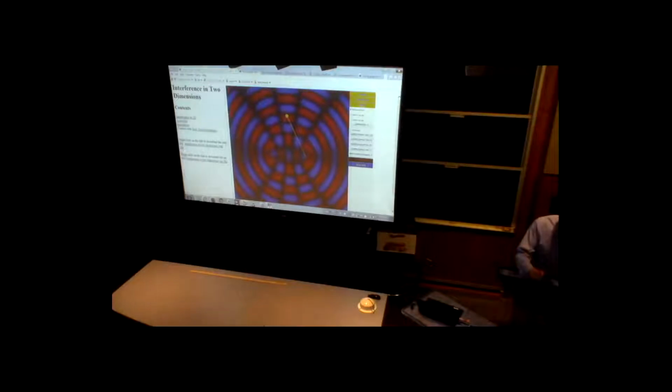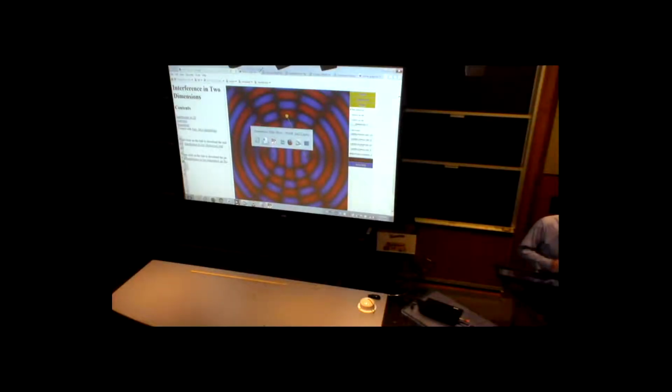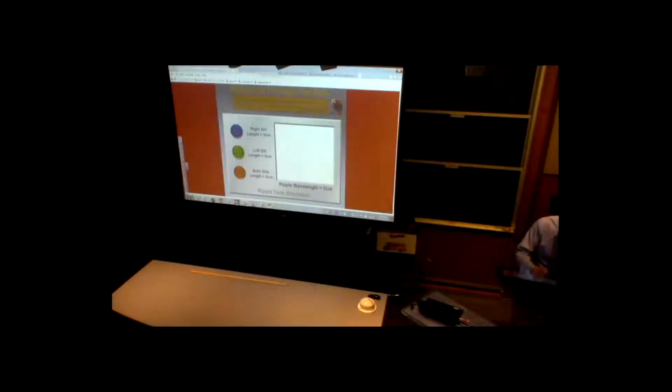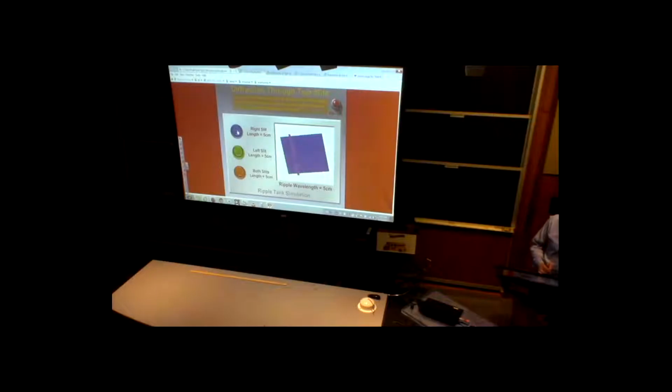The type of that pattern should look like this. So this is a handy applet. Let's say we have one slit. The wave travels through. You can try it at home. You just need water in a pan. That's basically an experiment I did yesterday with water. And now we have two.